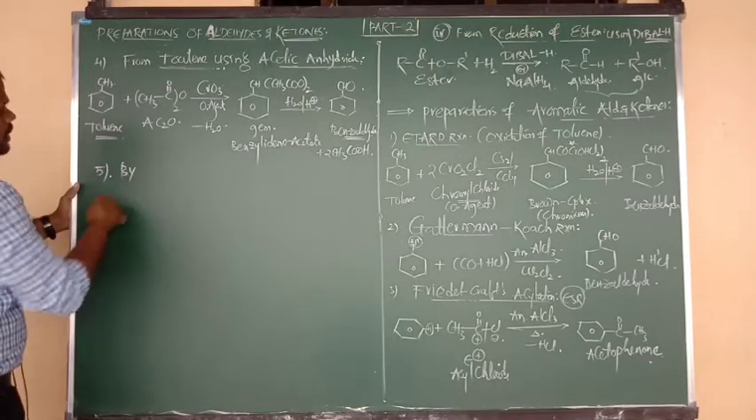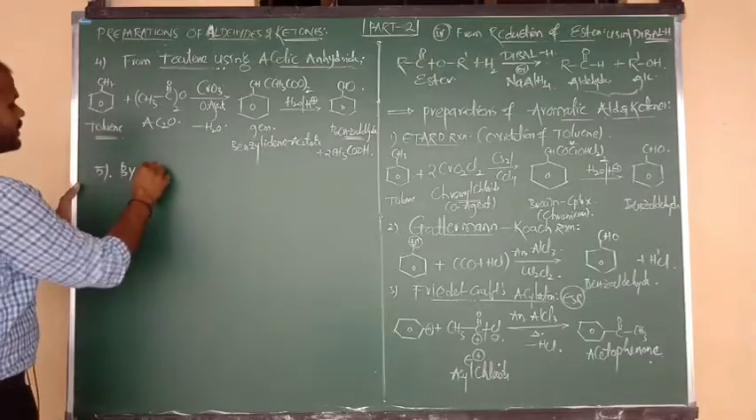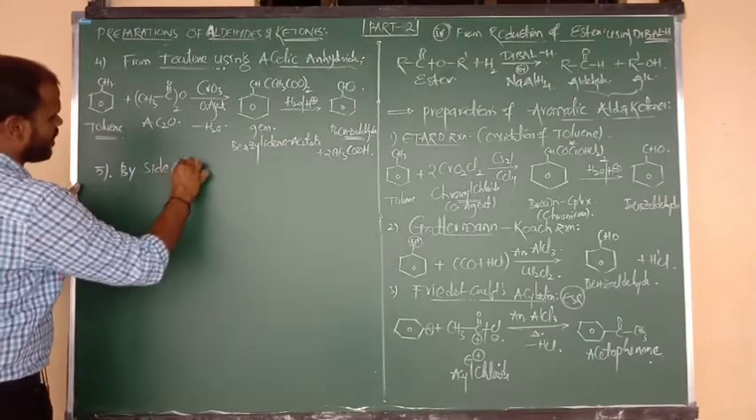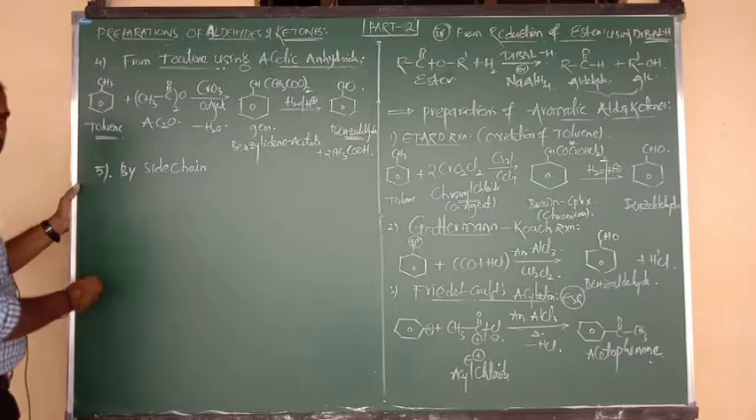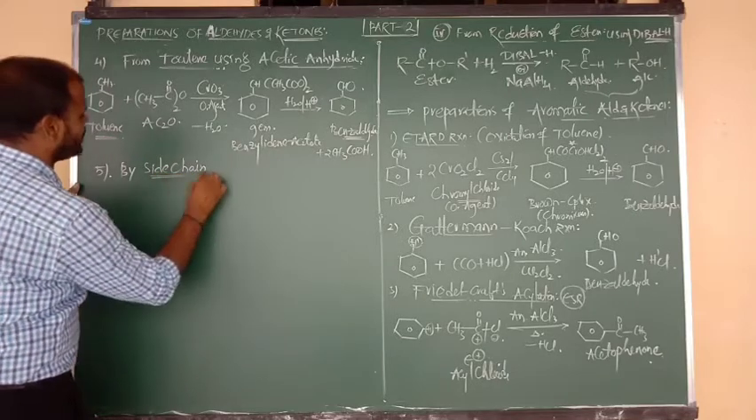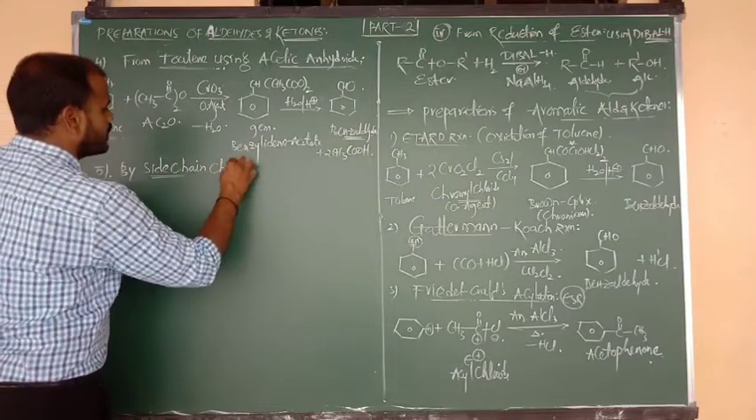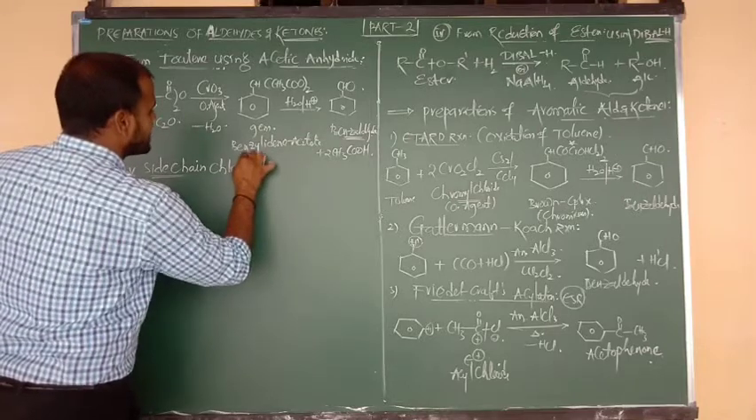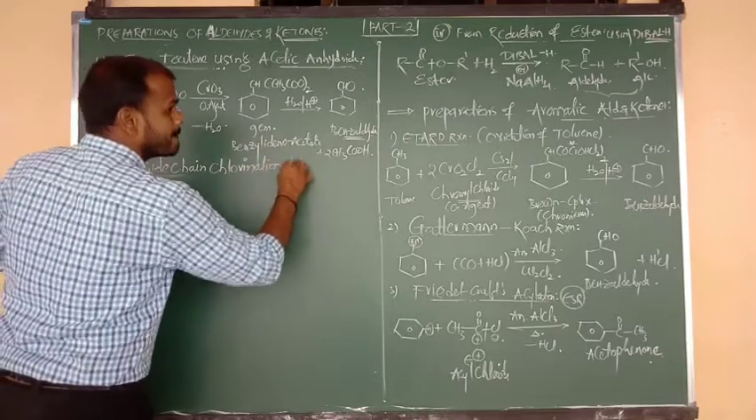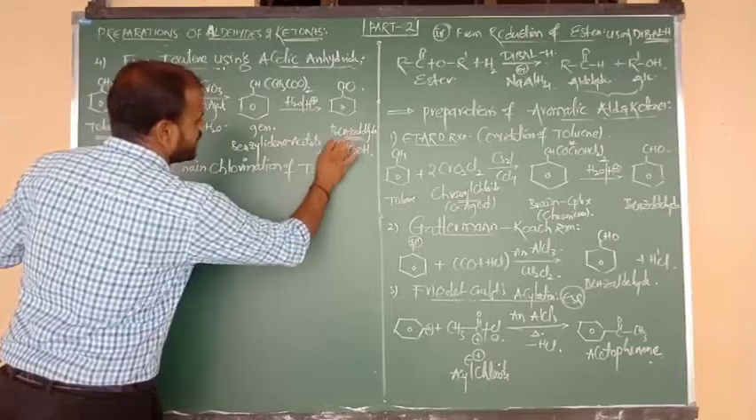Last, the final method as per the NCERT point of view, that is nothing but the preparation of aromatic aldehyde by side chain chlorination of toluene. By what is the method, beta? By side chain chlorination of toluene.